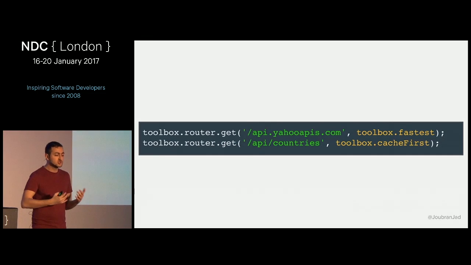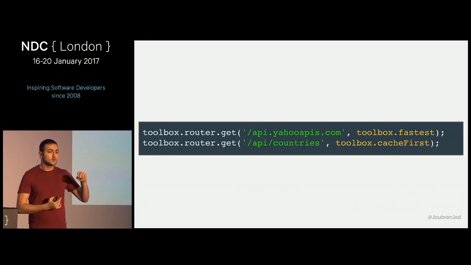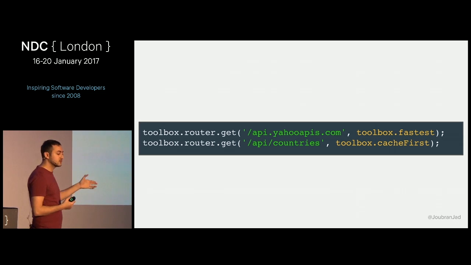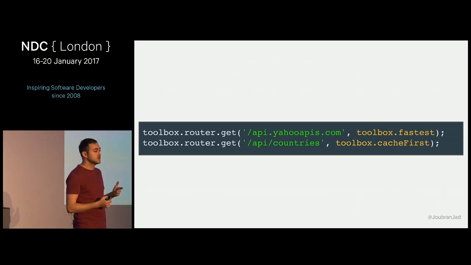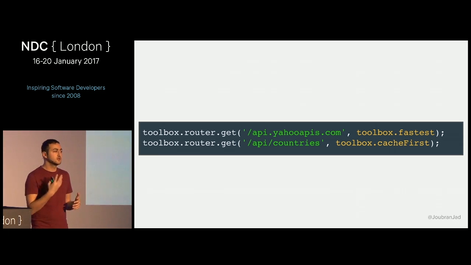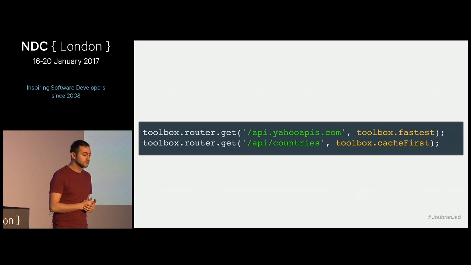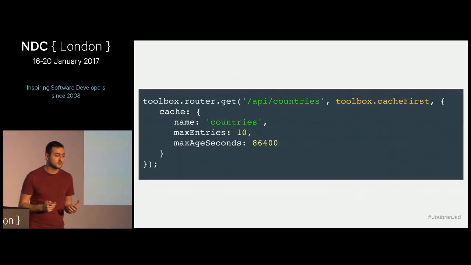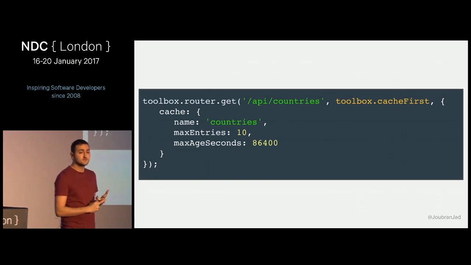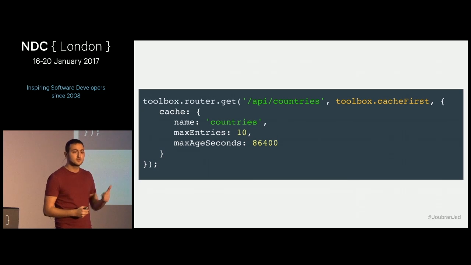So how do you use them? You use them in conjunction. You can say, whenever I'm calling the Yahoo APIs, I'm going to use the fastest strategy, whereas whenever I'm getting the list of countries, I want to use cache first. So you can define regular expressions, you can define fixed URLs, and say, for this URL, I'm going to use this pattern. And you can even do more complicated things. For example, you can name your cache and specify a maximum number of entries. You can even specify when those entries will expire. In this scenario, they will expire after 1 day.